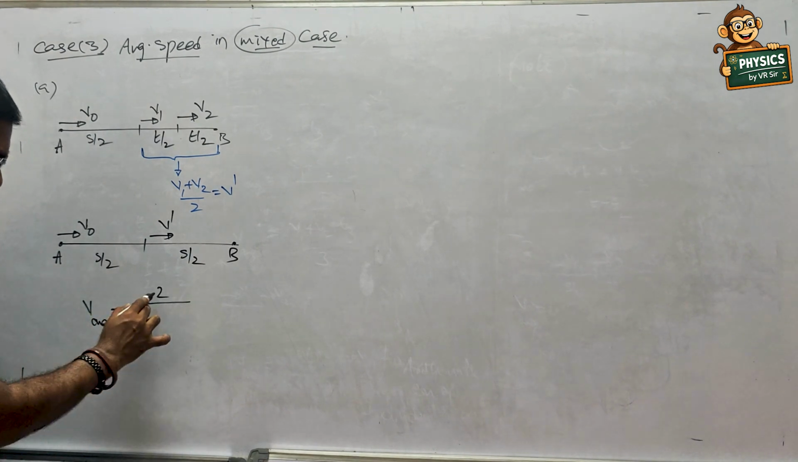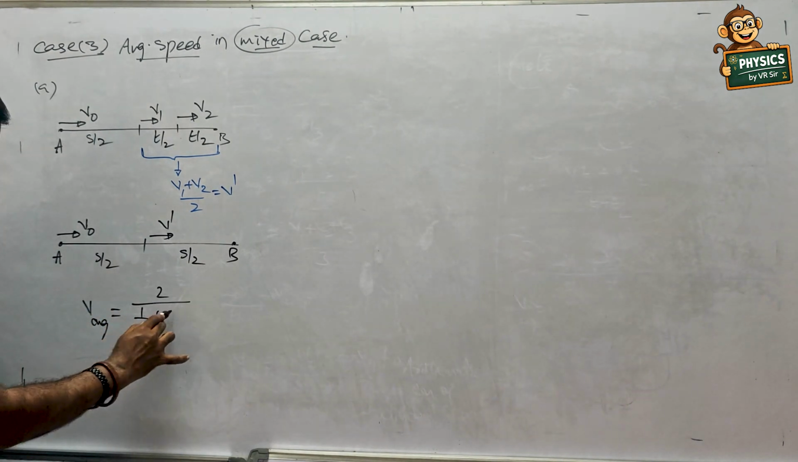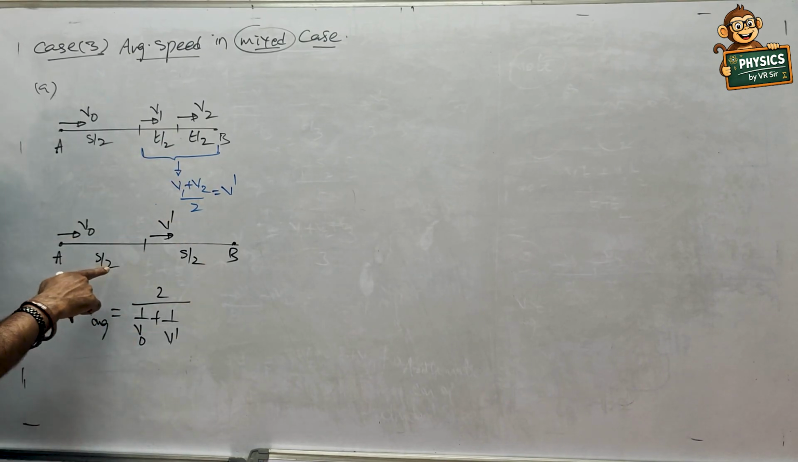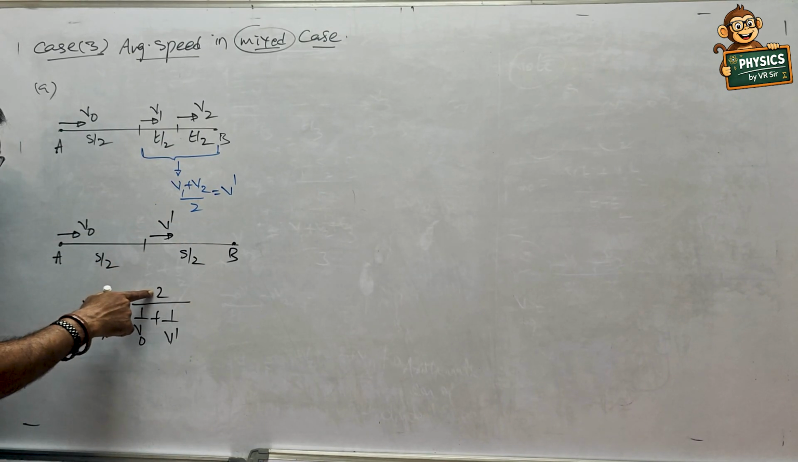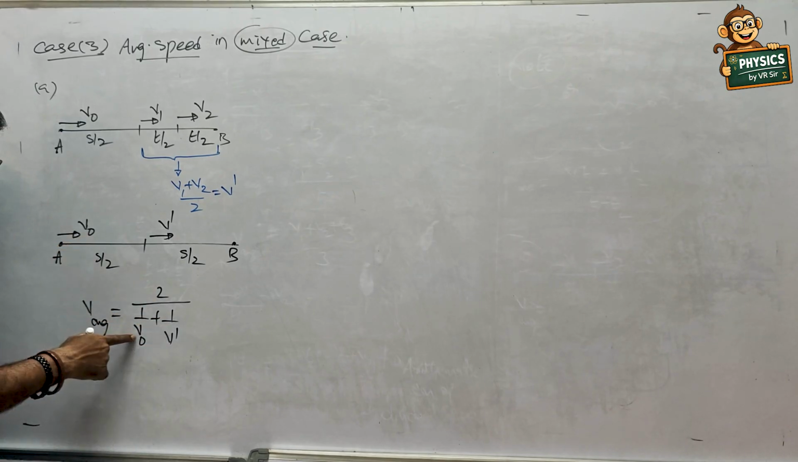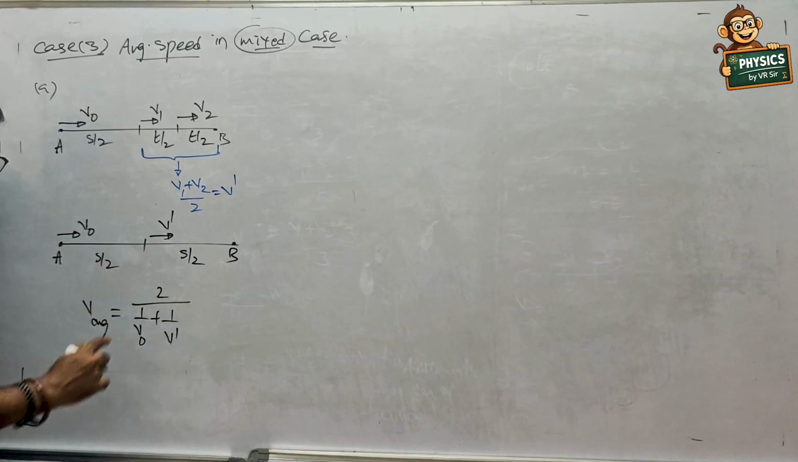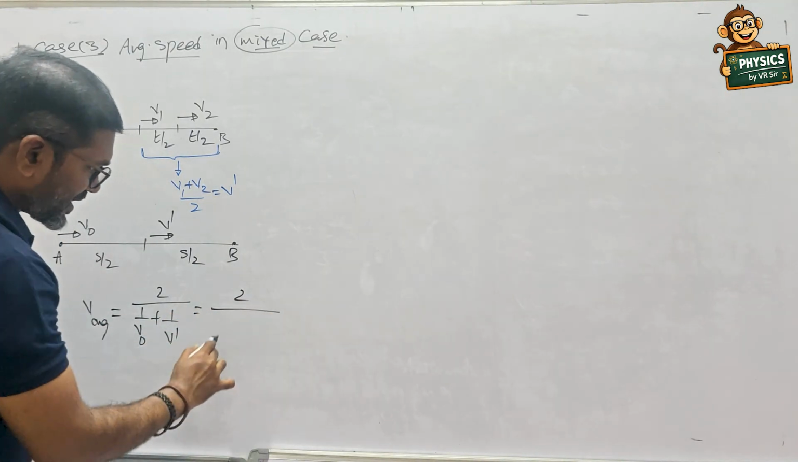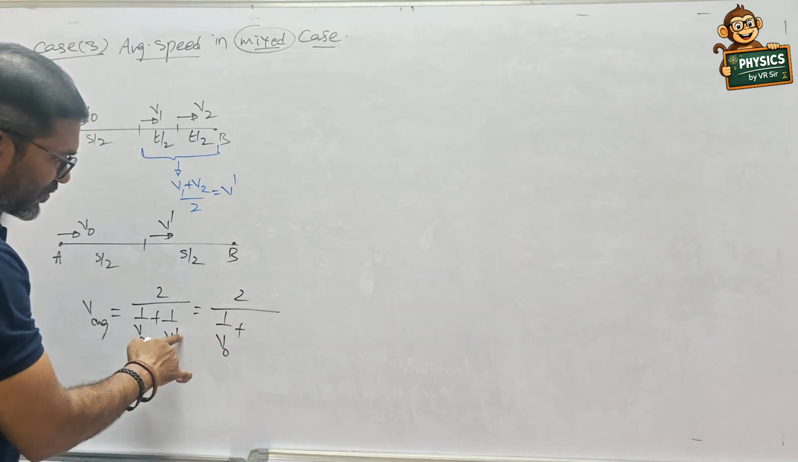How do you write it in this case? If you recall, 2 by (1 by v0 plus 1 by v dash). In the previous slide, what we discussed is that the average speed in the equal distances case has the formula 2 by (1 by v1 plus 1 by v2). But here, in place of v1, v0 is there, and in place of v2, v dash is there. That is why I wrote it like this.